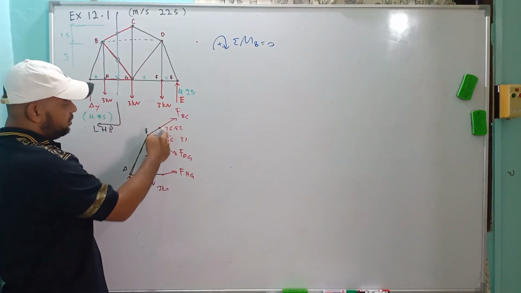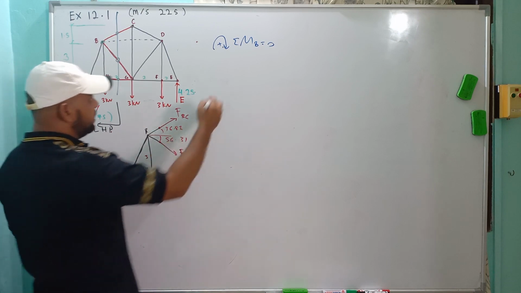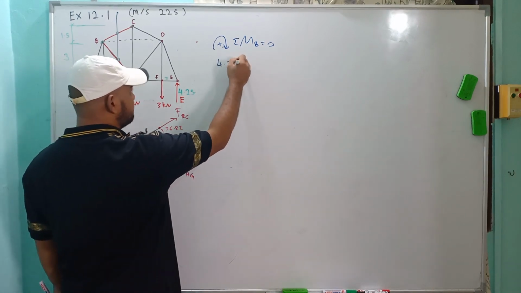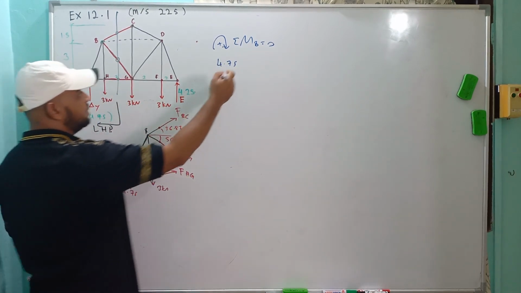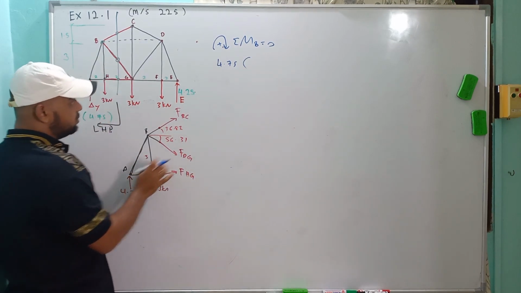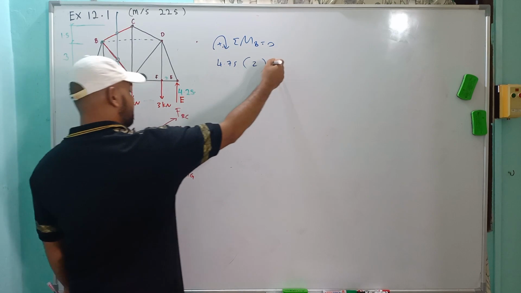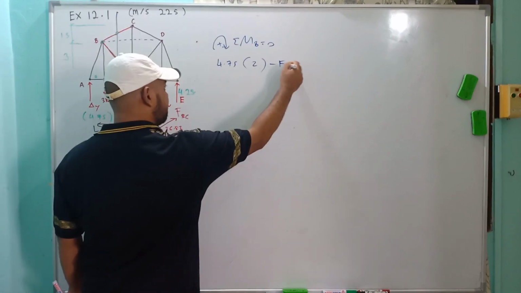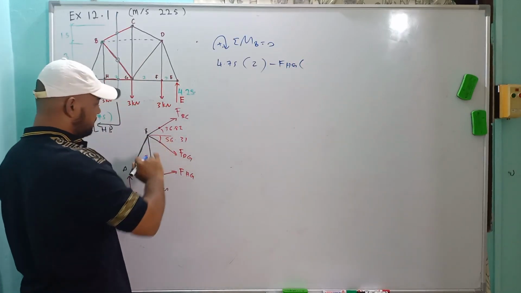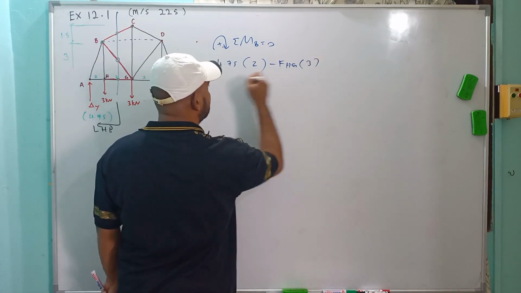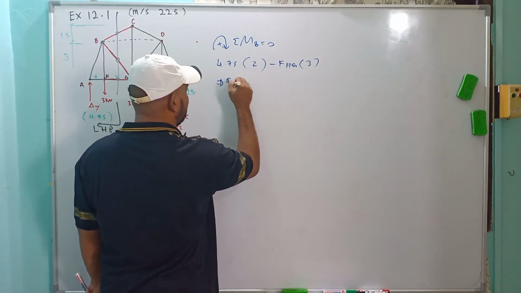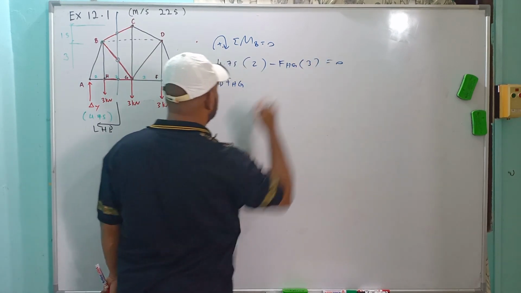So I can ignore this. At B, we have 4.75, pulling this direction, positive. The distance is 2. This one pulling this direction, so negative, minus FG, the distance is 3. We have F, G, and this is equal to 0.